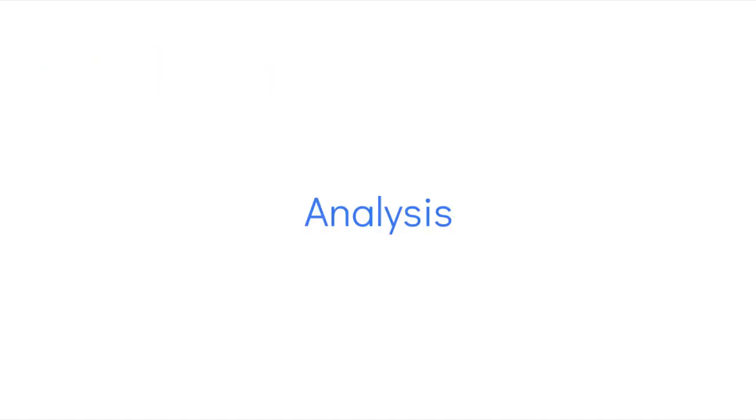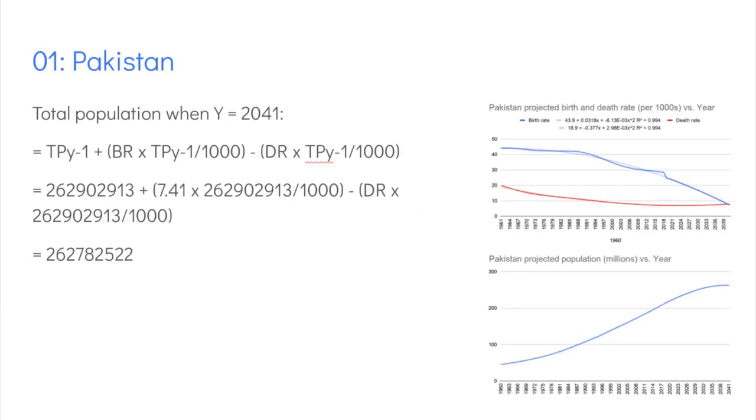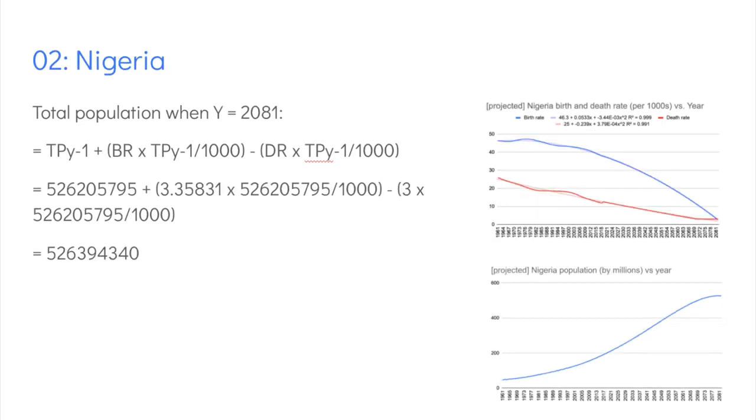Using the extrapolated birth and death rate graphs, we found out that for Pakistan, the birth rate is equal to the death rate at a value of around 7.6 when y is equal to 2041. We then calculated the country's total population and plotted the graph of population growth to find the total population in 2041. We used the same method to find Nigeria's total population in 2081, where the birth rate and death rate were equal at about 3.2.